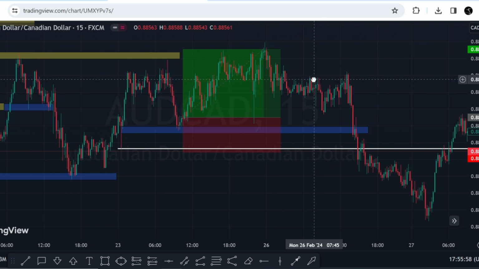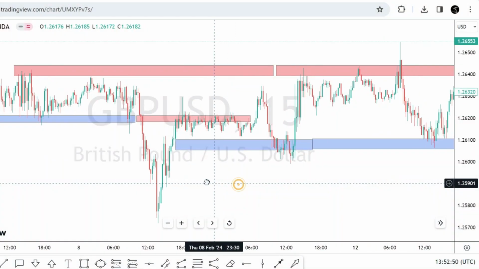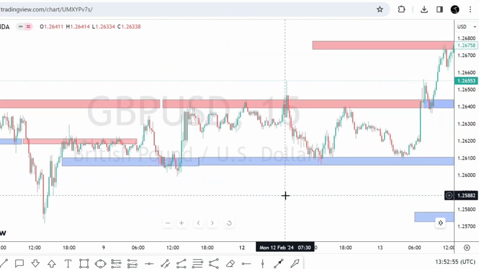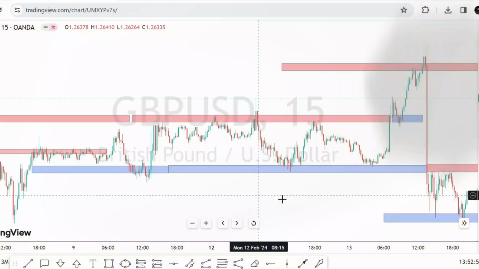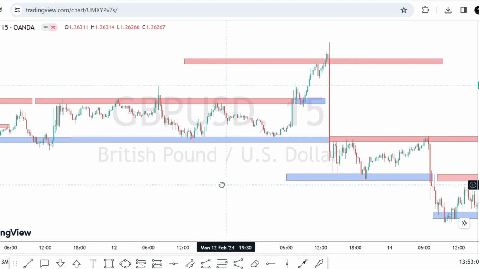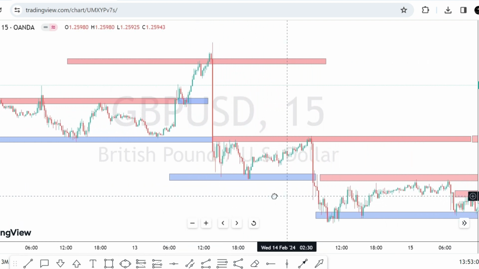Here's how the break and retest strategy typically works. Identify key levels. Traders first identify significant support or resistance levels on the price chart. These levels are often determined by previous swing highs or lows, trend lines, or other technical indicators. Wait for breakout. Once the key level is identified, traders wait for the price to break through that level. For example, if the price breaks above a resistance level, it suggests bullish momentum, while a break below a support level indicates bearish momentum.